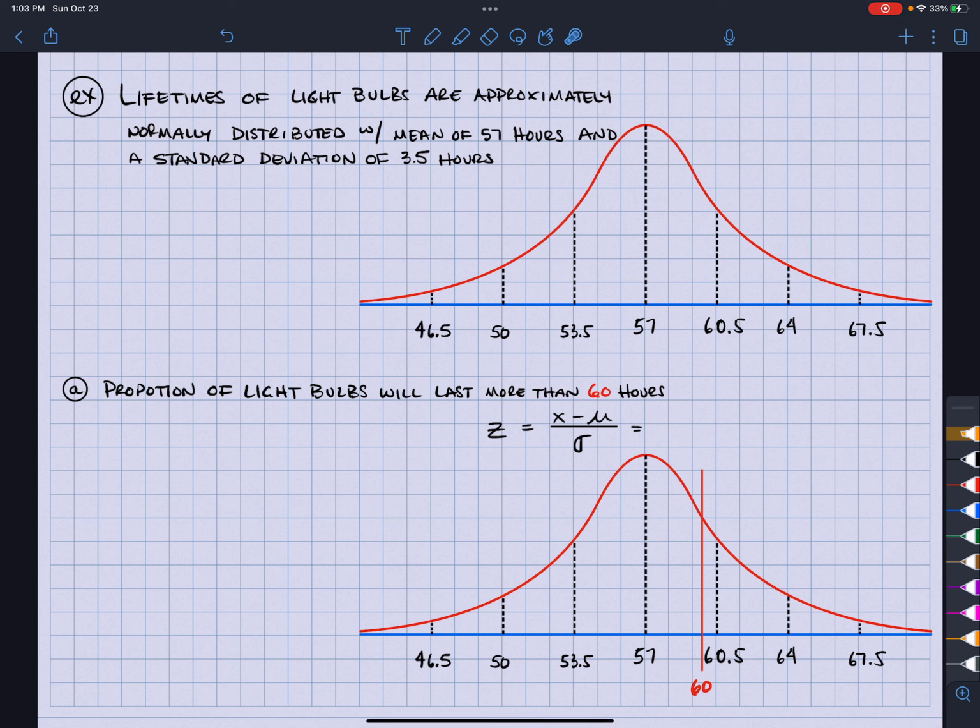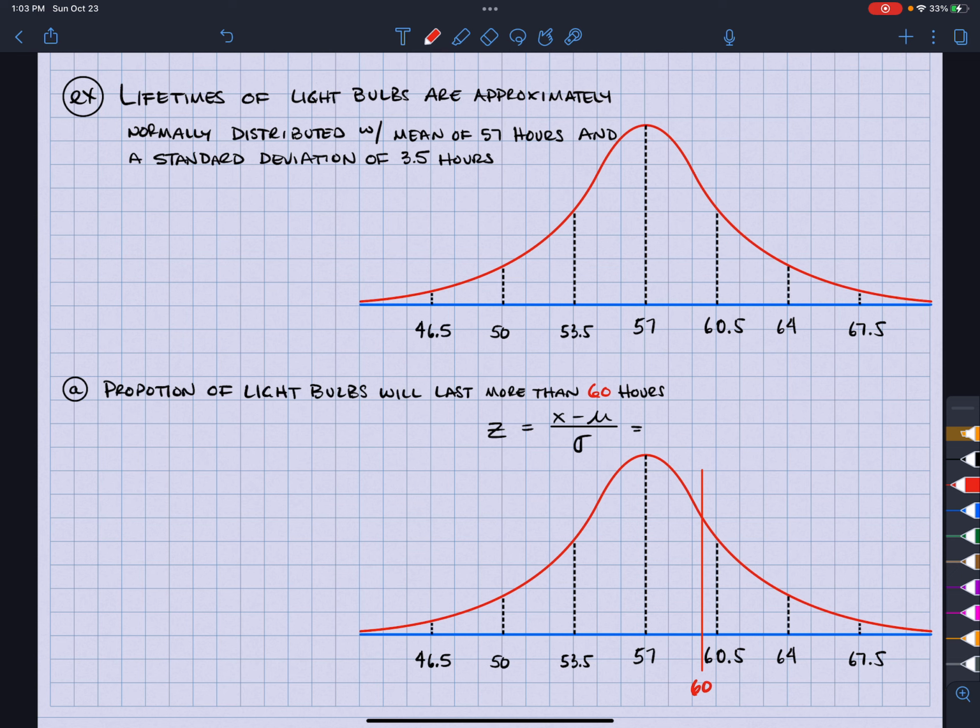And now if it was asking, hey, what's the percentage of light bulbs that is going to last longer than 60.5 hours, you guys got it, right? You can just add those areas under the curve and voila, you got your result.